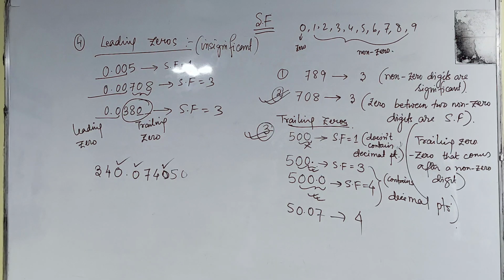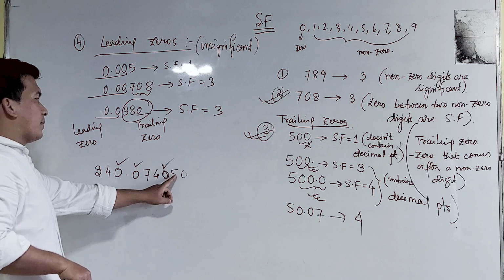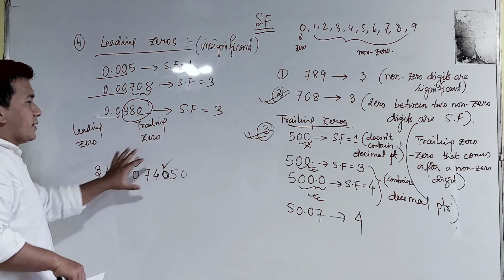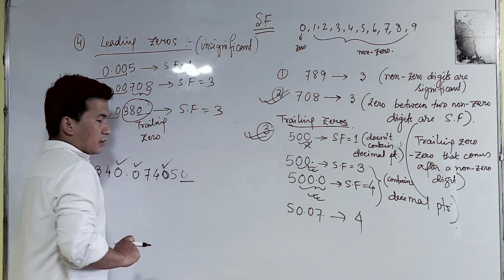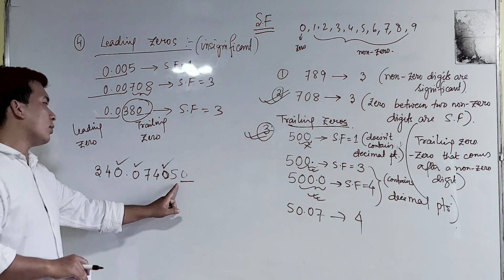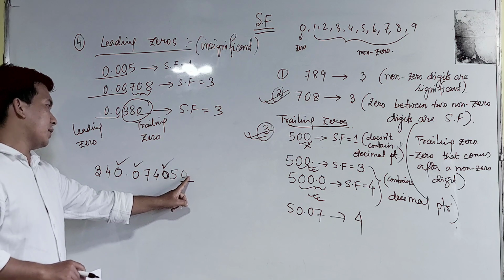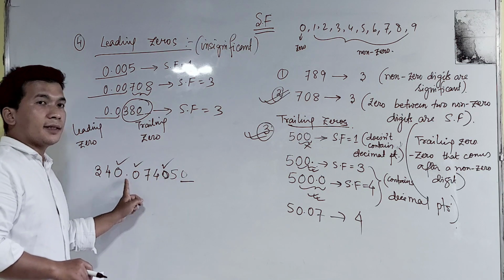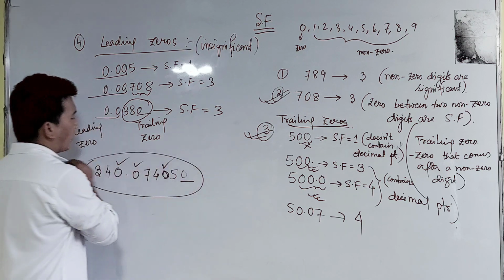So these 3 zeros come in between the non-zero digits 4 and 5. This is 4, this is 5. These 3 zeros will be counted as significant figures. And what about this 0? Are we going to count this? Yes, we are going to count this because this is a trailing zero, and this trailing zero comes along with a decimal point. So all the digits will be counted as significant figures.